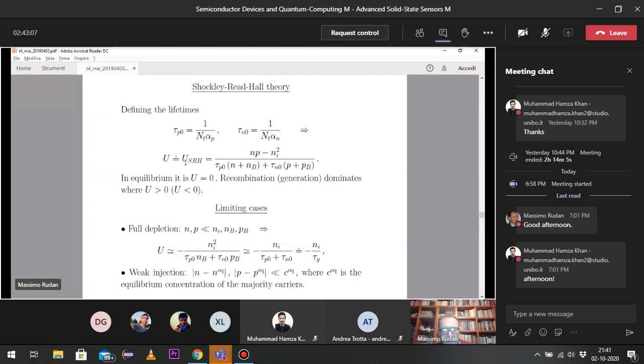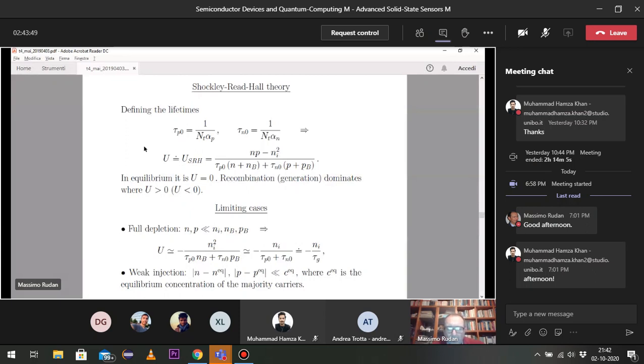How does this expression behave? Consider the equilibrium case, okay? In equilibrium, obviously, NP becomes equal to the equilibrium product, okay? Ni squared is the equilibrium product. So in equilibrium, the numerator is 0 and U is 0 as should be, because in the equilibrium situation, the microscopic balance condition tells you that all the generation and recombination terms are individually equal to 0, okay?